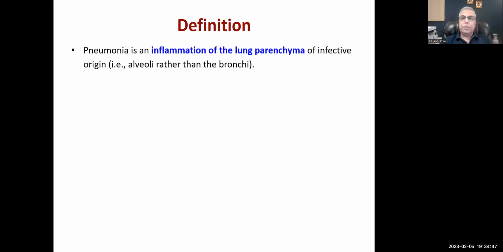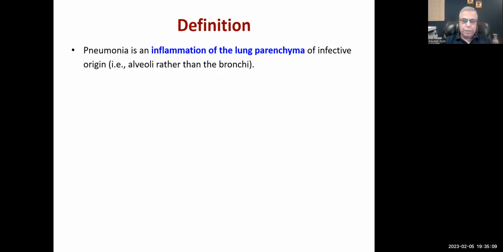The definition of pneumonia is that pneumonia is an inflammation of the lung parenchyma of infective origin. That is, alveoli rather than the bronchi. Okay, so I'll just show you what I mean by parenchyma. By the way, anybody knows what parenchyma is?